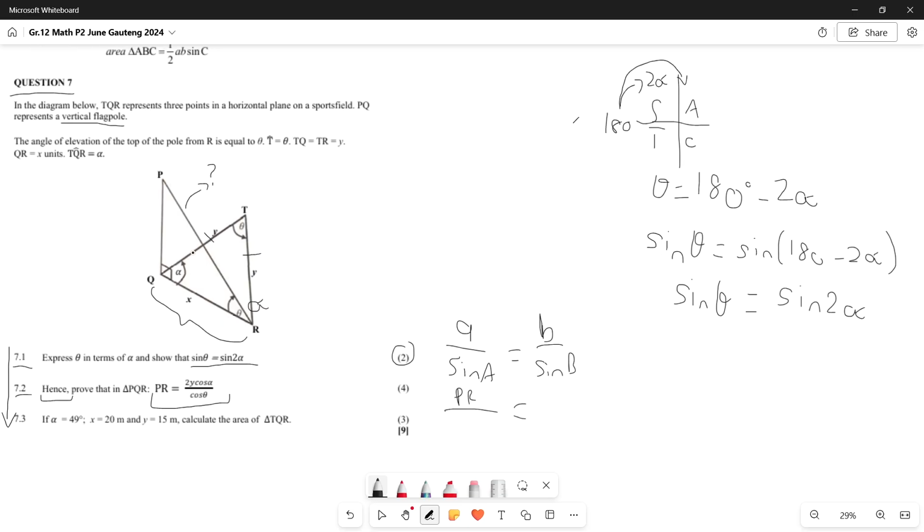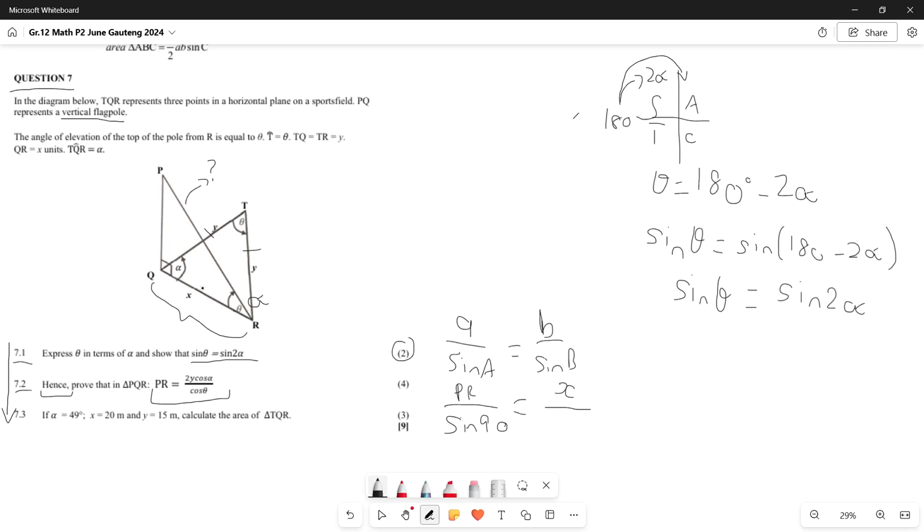The angle opposite PR is sine of 90, and as we'll see in our calculator, sine of 90 is always equal to 1, okay? And then the side that we're dealing with here is our x over there because we want to get QR here. And then the angle that we're dealing with is this angle P over here.